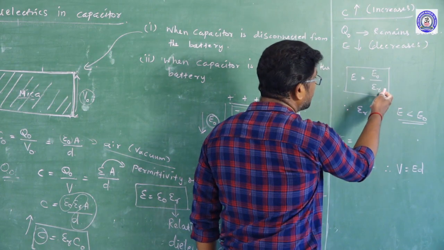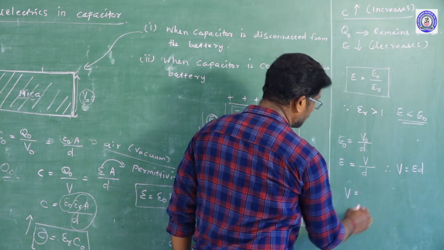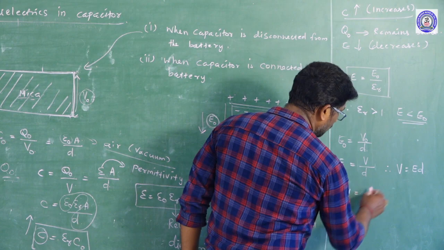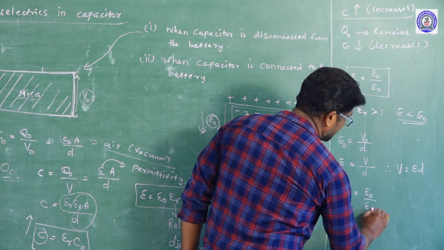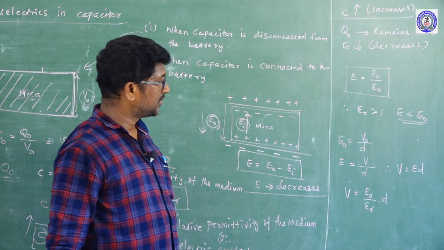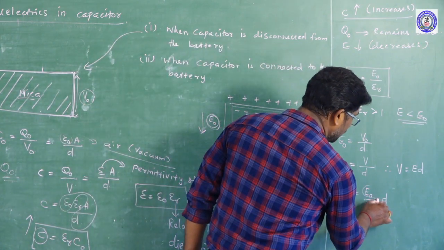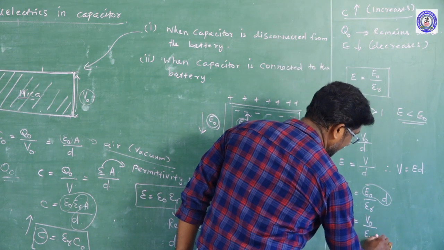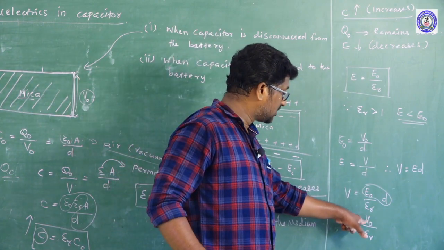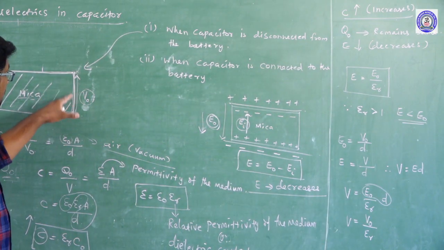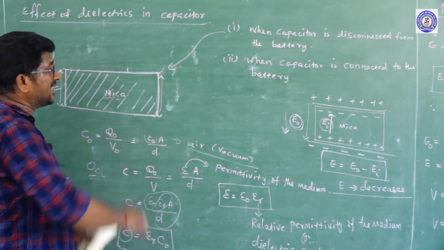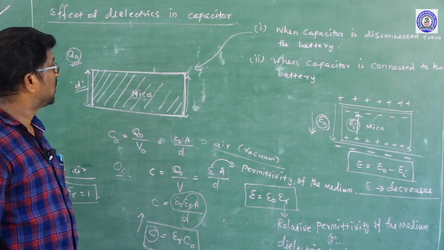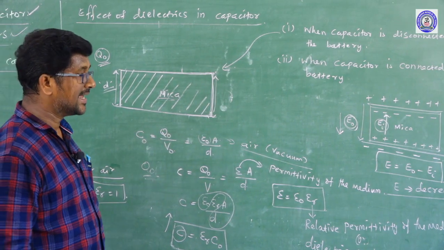Substitute E is equal to E naught divided by epsilon r here. Then the potential difference between the plates of the capacitor after the dielectric is introduced without battery is V. V is equal to E naught divided by epsilon r into D, so V is equal to E naught into D divided by epsilon r. E naught into D is nothing but V naught. So, V is equal to V naught divided by epsilon r. V naught is the potential difference between the plates of the capacitor before dielectric material is introduced, and V is the potential difference between the two plates of the same parallel plate capacitor after introducing the dielectric material.